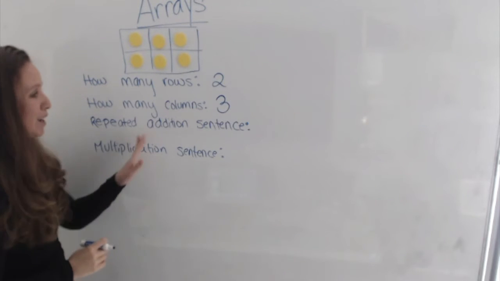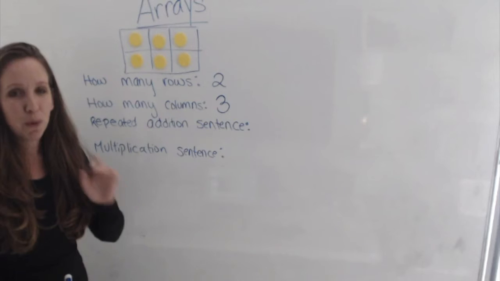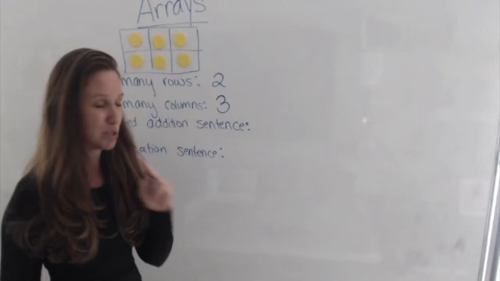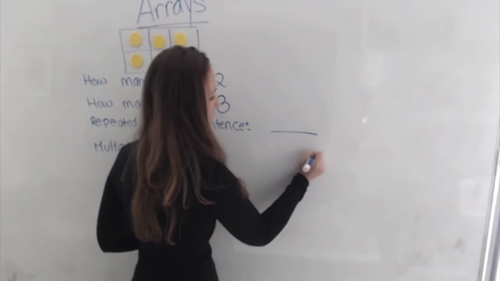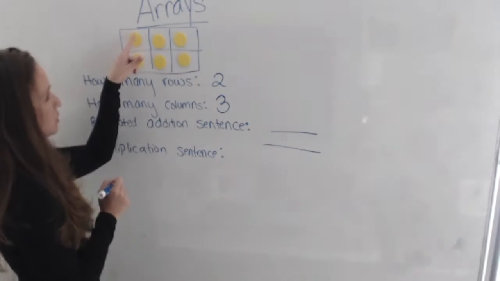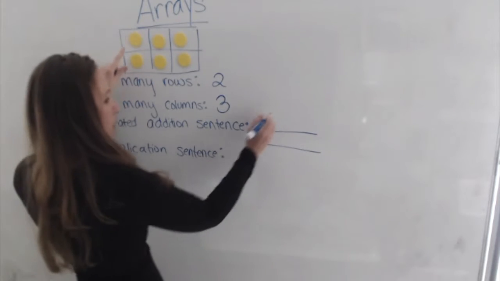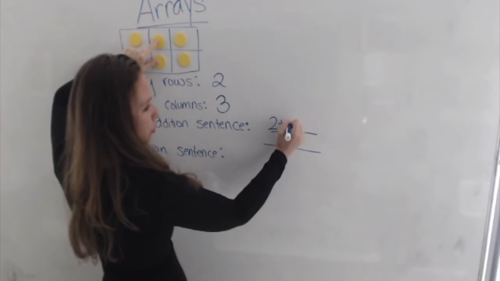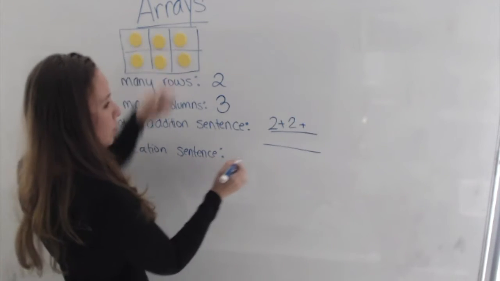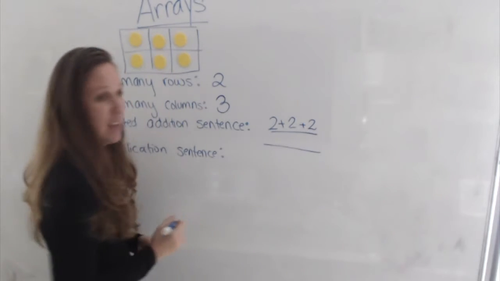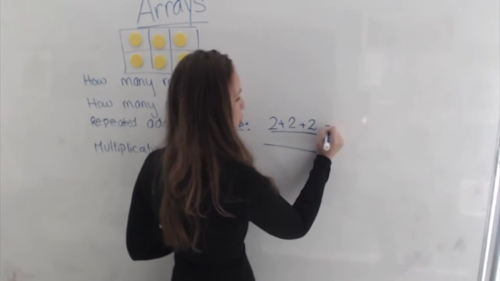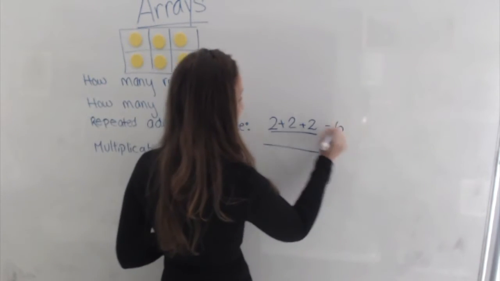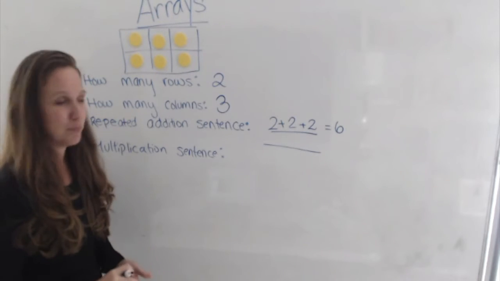So now it wants me to write a repeated addition sentence. Repeated addition sentence means how many times we're adding something. So we have 2 sentences we can actually write. I'm going to make 2 lines here. My first sentence would be adding based on the columns. I have 2 in this column, plus 2 in this column, and 2 more in this last column. And how many does that equal? 2 plus 2 plus 2. So that's 2 plus 2 is 4, and 2 more makes 6. How many dots do we have?